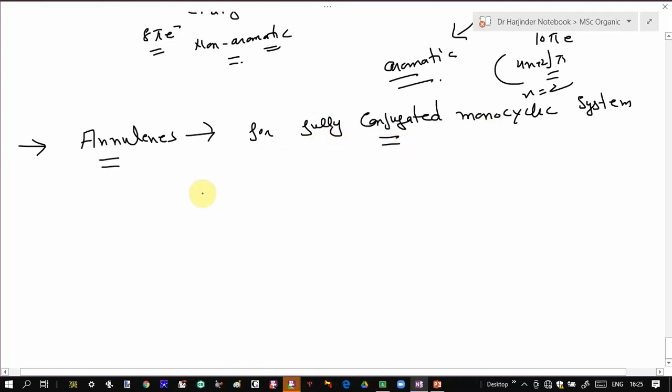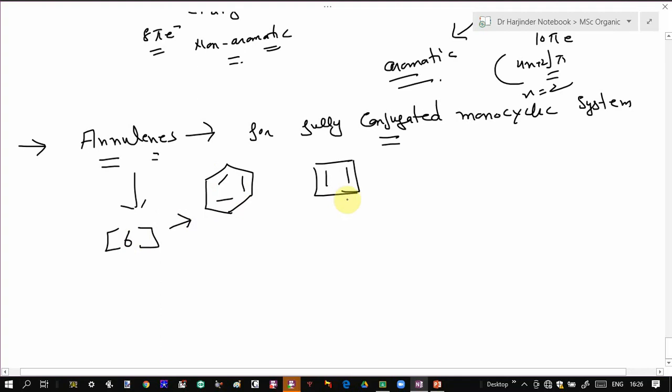The simplest example of an annulene is benzene. In benzene you can see it consists of only one cyclic ring which is fully conjugated, or cyclobutadiene. So it's a fully conjugated monocyclic system, and those are called annulenes. In annulenes, the number of carbon atoms present in the monocyclic system is written inside the brackets. For example, here 6 carbons are there, so it is a [6]annulene, while here it has 4 carbons, so it is a [4]annulene.